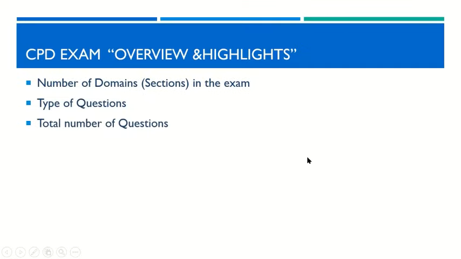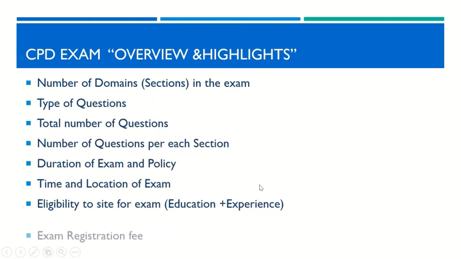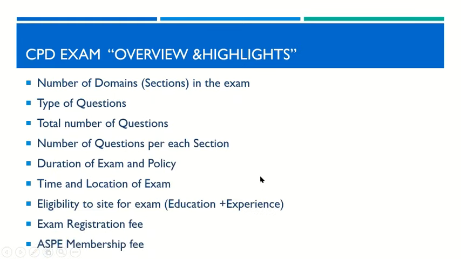Here we take some overview about the exam. The number of domains or sections in the exam is 5 sections. The type of question is MCQ, multiple choice questions. The total number of questions is 100. And the number of questions per section: sections 1 and 5 have 11 questions. Section 2 is the main and core content, which is design, 65 questions. Section 3 has 13 questions. Section 4 has 11 questions.